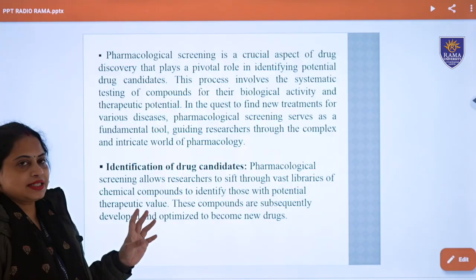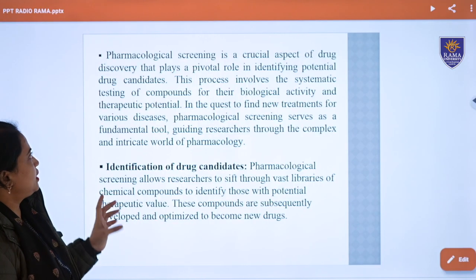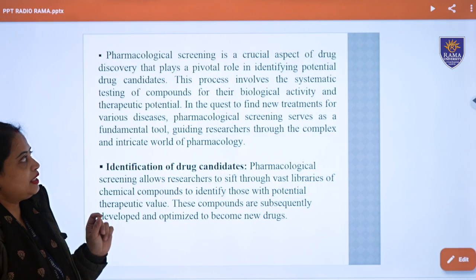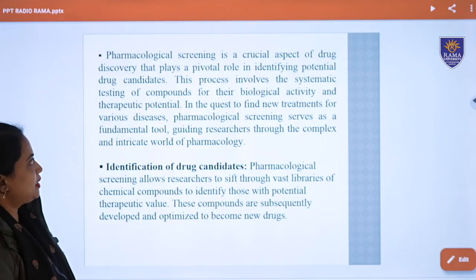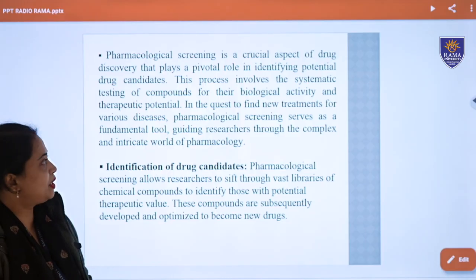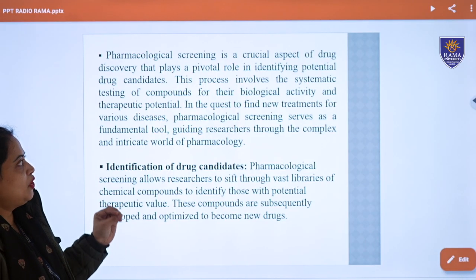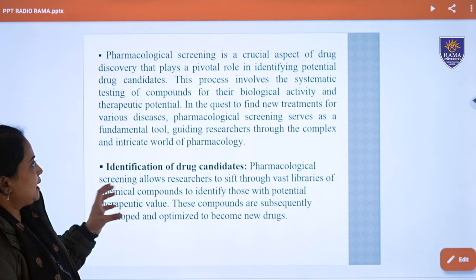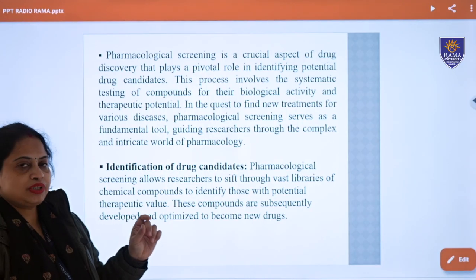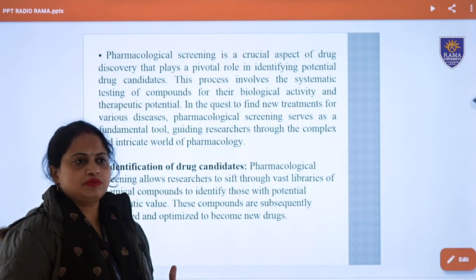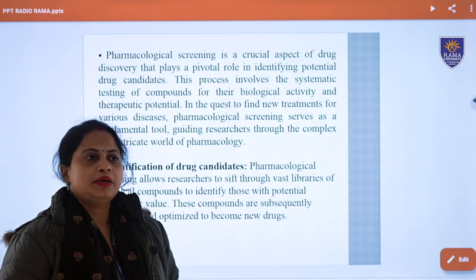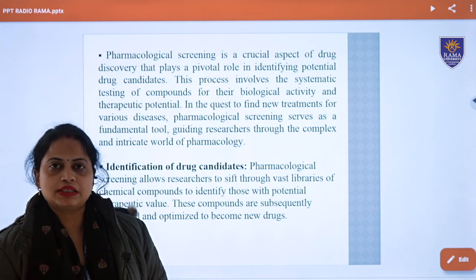Next, pharmacological screening is a crucial aspect of drug discovery that plays a pivotal role in identifying a potential drug candidate. This process involves the systematic testing of compounds for their biological activity and therapeutic potential. It means through in vitro testing, we can do these preclinical studies by using in vitro models or cell cultures.